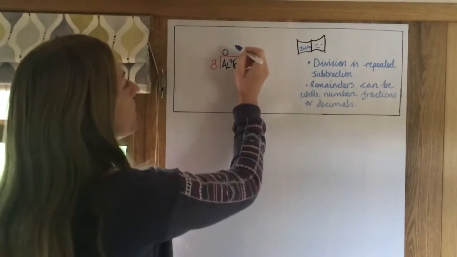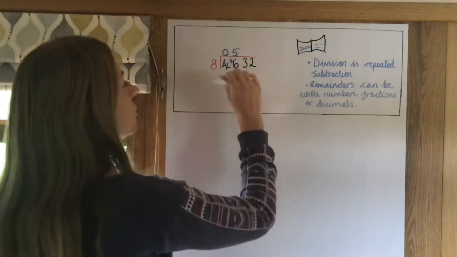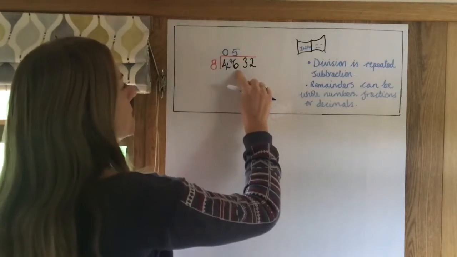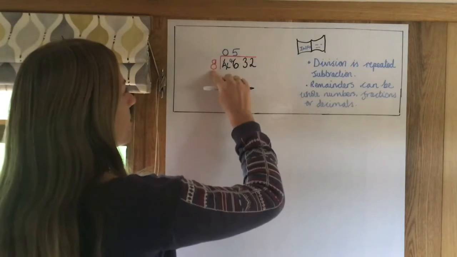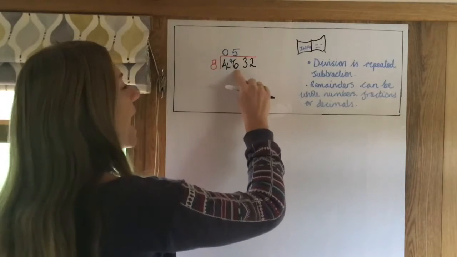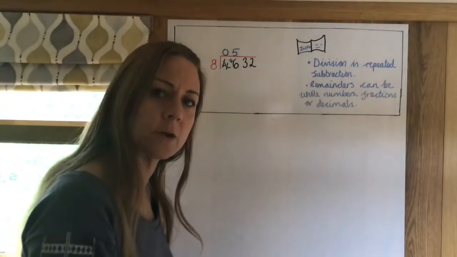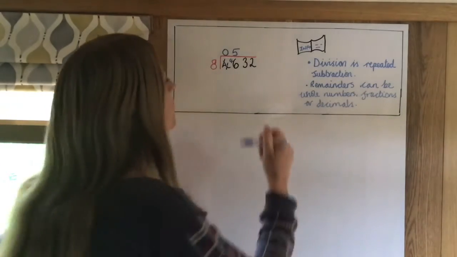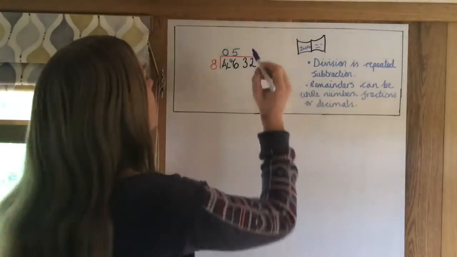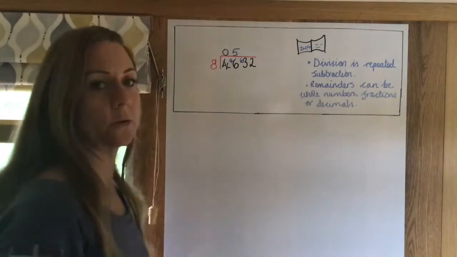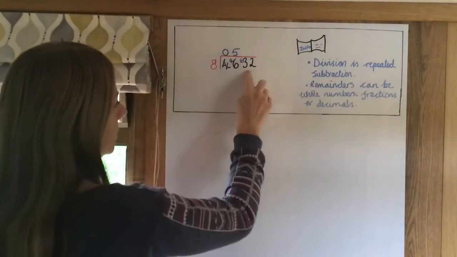So you write the number 5 here because you can take 5 groups of 8 out of 46. But if you take 5 groups of 8, which is 40, out of 46, there'll be 6 left over, won't there? Because 46 subtract 40 is 6. So that remainder that's left over, you put in front of the 3 here. And now you've created a new number, 63.